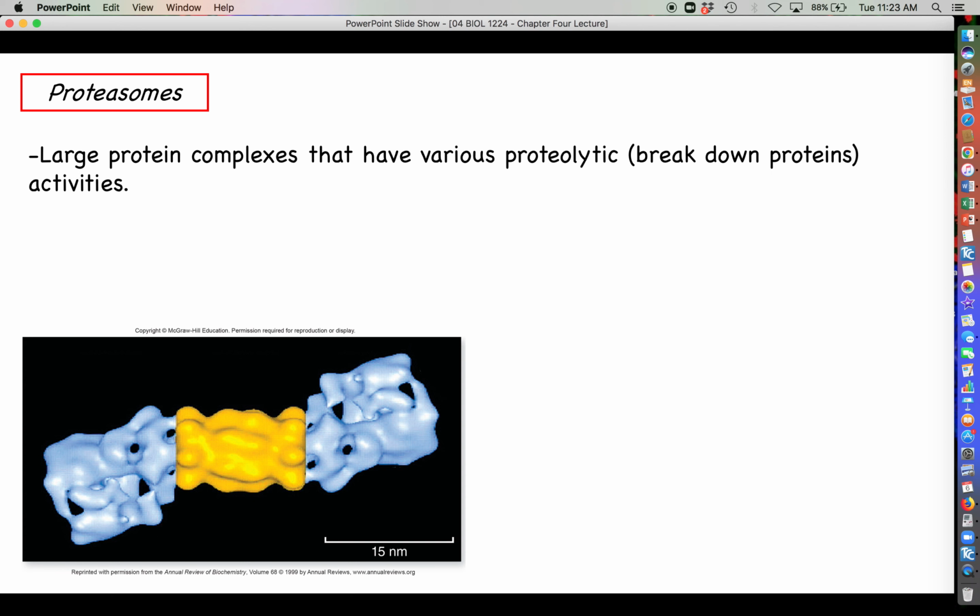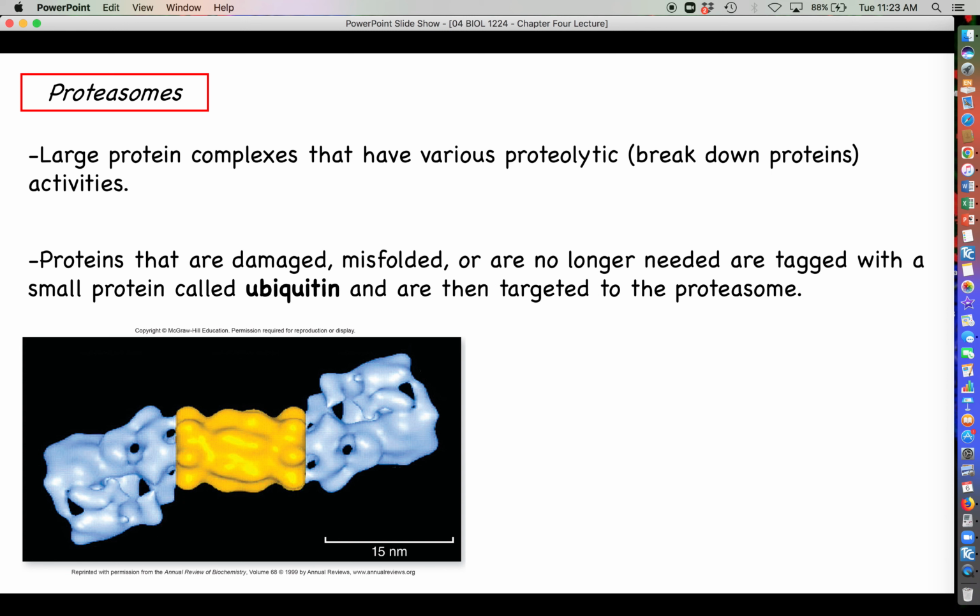Okay, and then the last one. This isn't really an organelle per se because it's not a membrane-bound structure, but one structure that you find inside of eukaryotic cells that I do want to mention is called the proteasome. Proteasomes are just big protein complexes that have different types of proteolytic activities. It's basically just a big conglomeration of enzymes that break down proteins via hydrolysis.